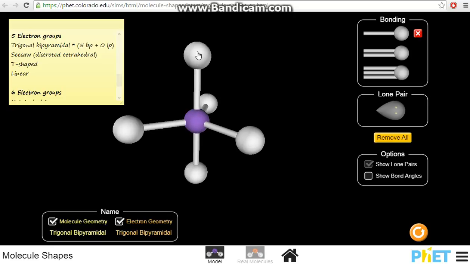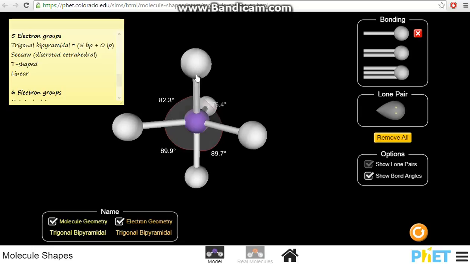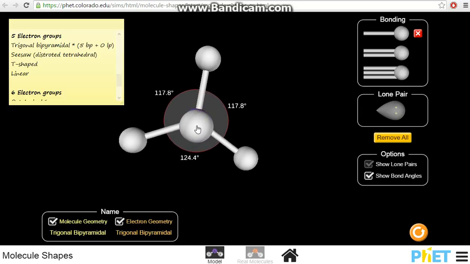So the angles among them, from the axial to the equatorial, will be 90 degrees, a right angle. But the equatorial positions, if you look from the top, is 360 degrees divided by 3 groups, so 120 degrees each.